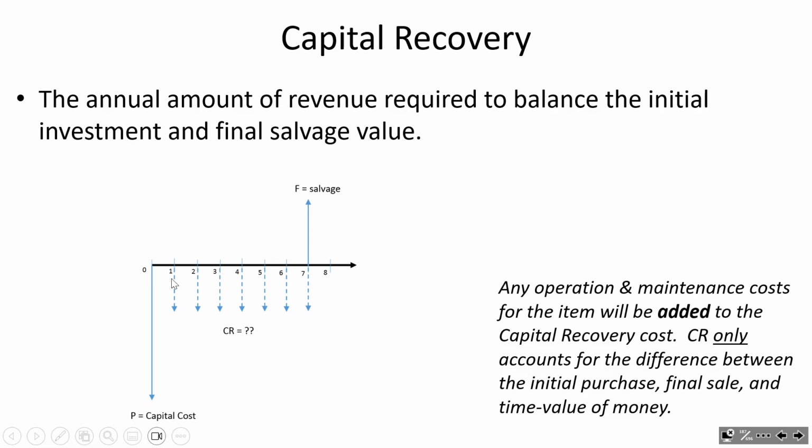So you can see that this arrow is pointing down, and that's because almost inevitably equipment costs more to purchase than you're going to get as a salvage or sales price for it in the future. It's very, very uncommon that you'll be able to sell equipment in the future for more than you paid initially to buy it. So usually the capital recovery is an outflow.